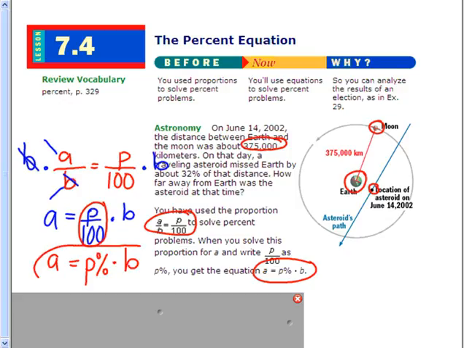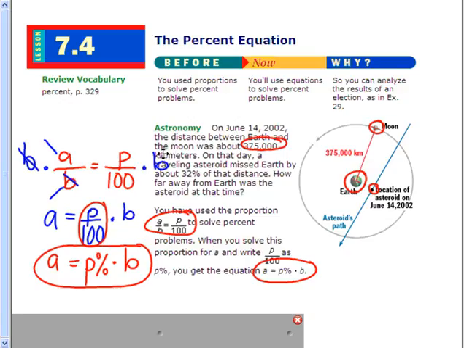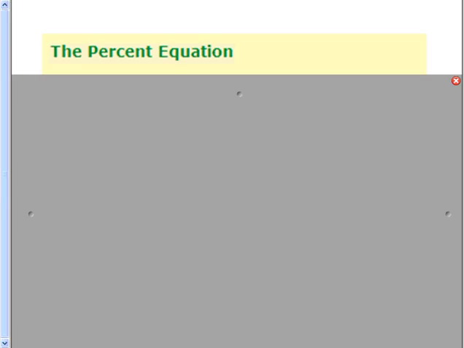And bringing the rest of the equation down, this is what we call the percent equation. You can see it came from the percent proportion, and they're equivalent to each other. So it's just another way of solving percent problems. Let's see how we use this.